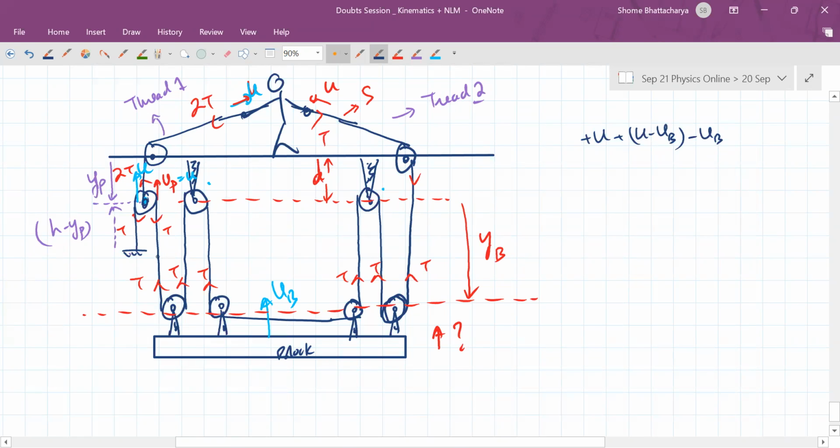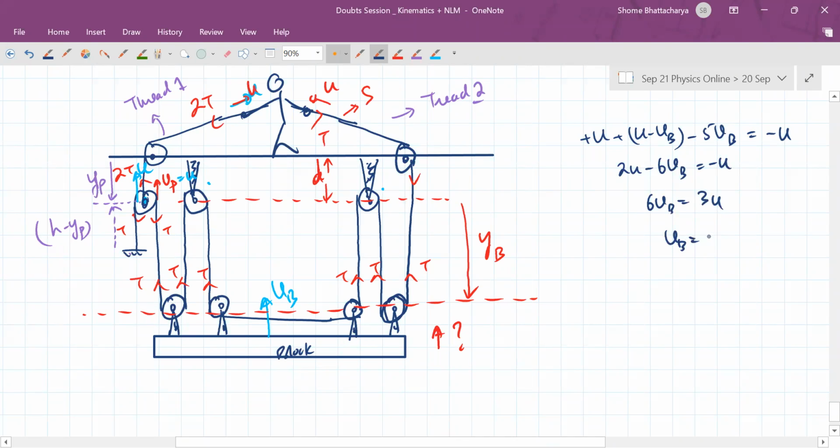So the next 1, 2, 3, 4, 5 branches, they are changing at the rate of minus vb. So minus 5 vb. This is the net rate of change of length of this whole thing. So this should be equal to minus u because he's pulling with the speed of minus u from this side. So you can see that 2u minus 6 vb should be equal to minus u. So from here, 6 times vb should be equal to 3u. So velocity of the block should be u by 2.